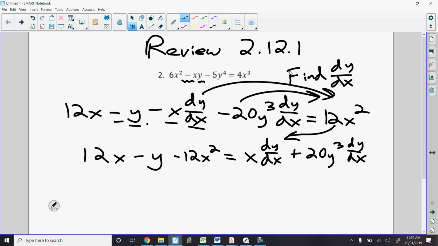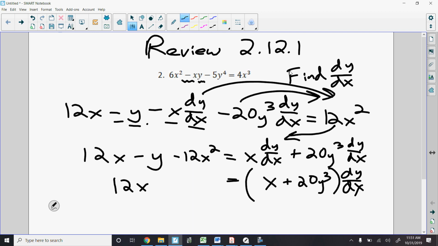Okay, so I have dy/dx alone and together on the right side of the equation. Now what I'm going to do is factor out dy/dx from the right side. And over here I still have 12x minus y minus 12x squared. Then I'm going to go ahead and divide by x plus 20y cubed.